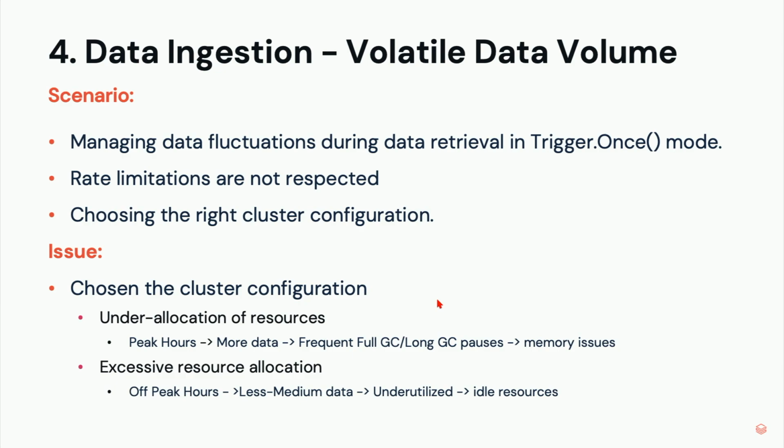The issue is, if you're giving fewer resources with respect to peak hours, then it requires more memory while processing the data, and that leads to full GC, garbage collection, and long GC passes. Frequent full GCs lead to out of memory. Otherwise, if you're giving more resources with respect to off-peak hours, it requires fewer resources, and we end up paying unnecessary resource costs for idle cores. So what is the right approach?